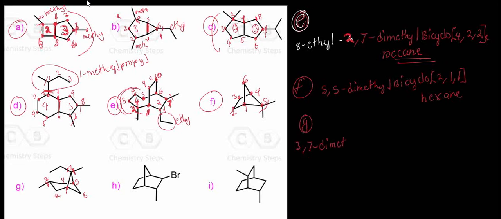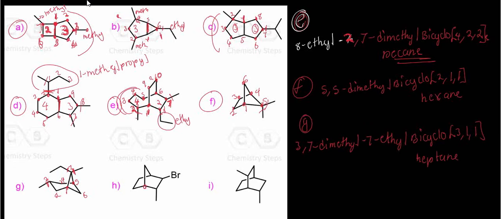Dimethyl. Then this branch on this side, that is ethyl, so it will be 7 ethyl. After writing 7 ethyl, what's the next thing that you need to do? The next thing is to say bicyclo. Bicyclo what? This side we have 3 carbons, so it will be 3, then 1, 1. Everything together is what we call heptane.